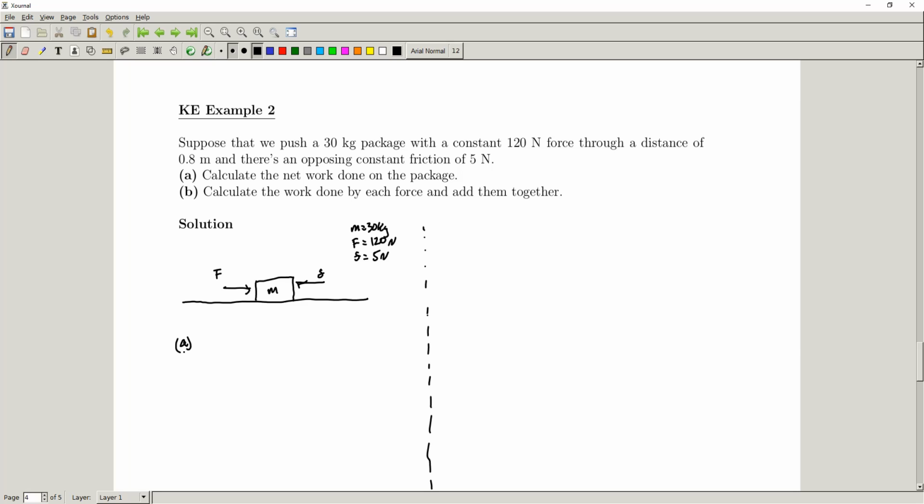And again, I have these numbers here, so I don't have to pull out a calculator. So let's start off here. Okay, so what do we want to do first? Well, we want to find what the net force is, right? Because then we can find the net work done. We know we can find the net work done from this expression.